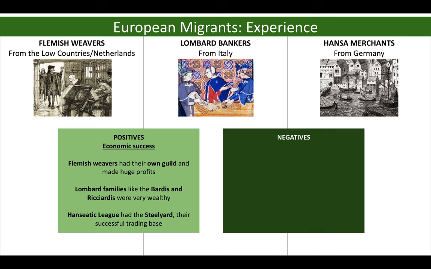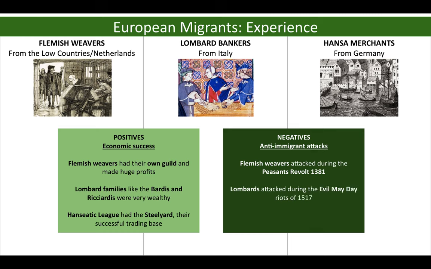On the negative side, we do see anti-immigrant attacks towards all three groups. Flemish weavers are attacked during the Peasants' Revolt of 1381, and many Flemish people are killed by these violent mobs. Lombards are attacked during the Evil May Day riot of 1517, where a speaker called Dr. Bell gave the speech saying that Italians were stealing jobs and stealing your women, and he creates a mob that goes and attacks Italian homes and businesses. And the Steelyard, the base of the Hansa merchants, was attacked by mobs twice in the medieval period.